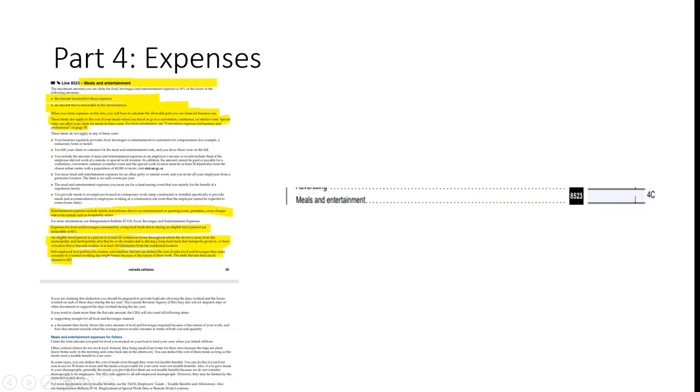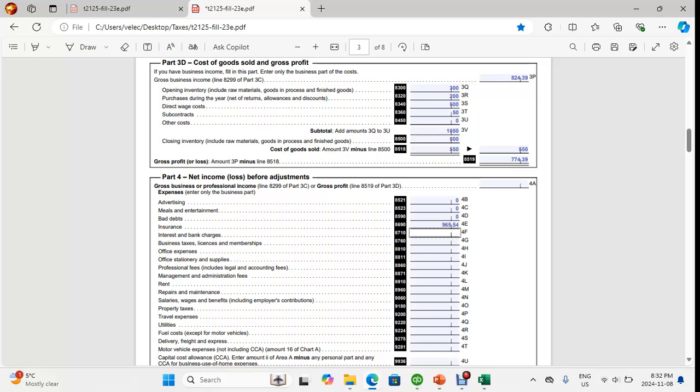Expenses for food and beverages consumed by a long-haul truck driver during an eligible trip or travel period are deductible at a certain percentage as well. So let's say your meals and entertainment, in this case, we declare it as zero.